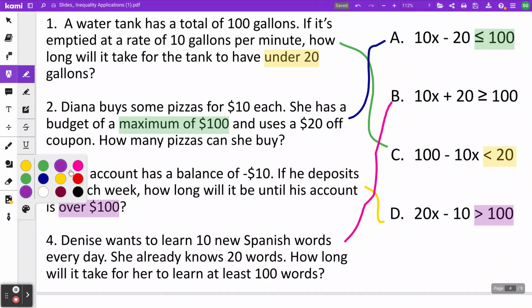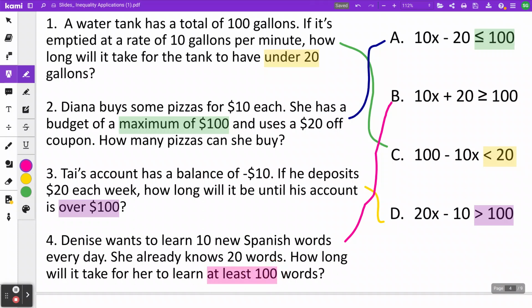And then finally, that last story is about Denise wants to learn 10 new Spanish words every day. That's our 10x. She already knows 20 words, so we're going to add those 20 she already knows to the 10 she's learning every day. And then she's wanting to learn at least 100. We've talked about those words at least.